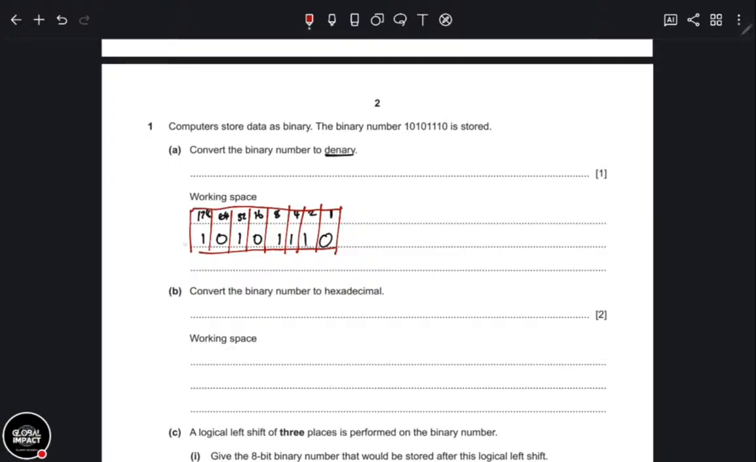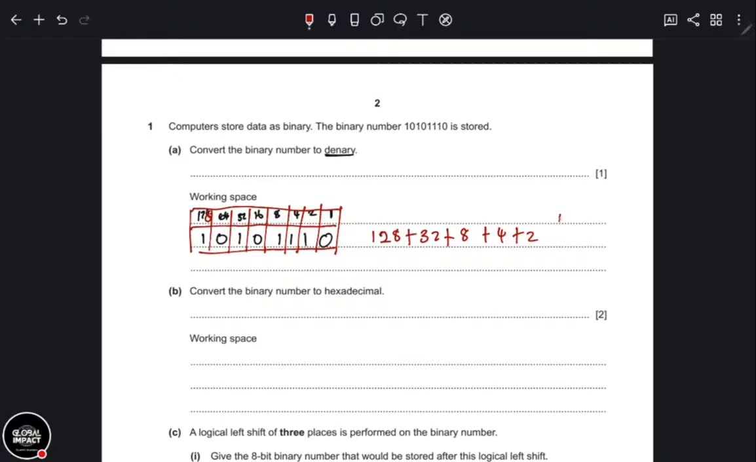Now, we're just going to take the values where there is a 1. Those are the only values we're going to take. There's a 1 on 128, so we say 128. Then there's a 1 on 32, so we say plus 32. There's a 1 on 8, so plus 8. There's a 1 on 4, so plus 4. There's a 1 on 2, so plus 2. So this is our working, okay? So now let's do it.